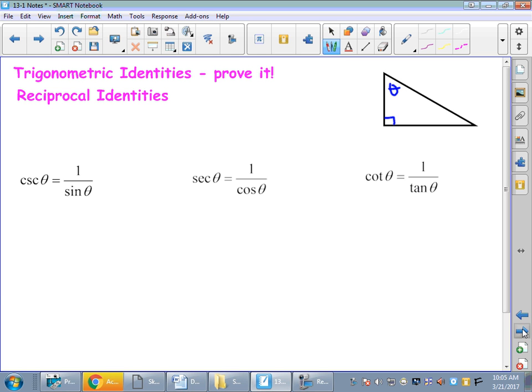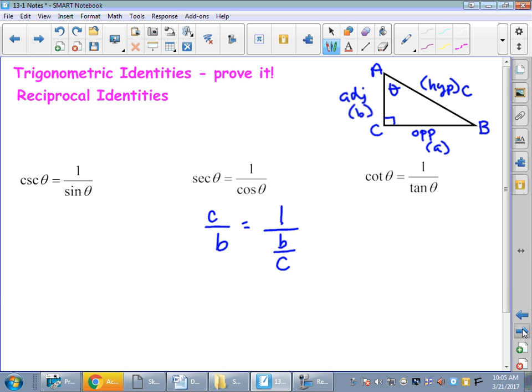If I call this theta, again we've got triangle A, B, and C here. This would be the side opposite of theta, which is little a. This would be the side adjacent, which we could call little b. And then we've got the hypotenuse, which we could label as little c. If I do the middle one here for secant, remember secant is the hypotenuse c over the adjacent side b. And they're saying that is equivalent to 1 over cosine, and cosine is b over c.